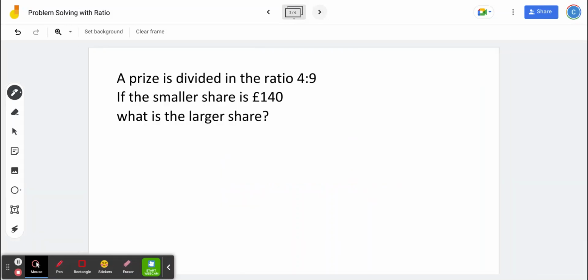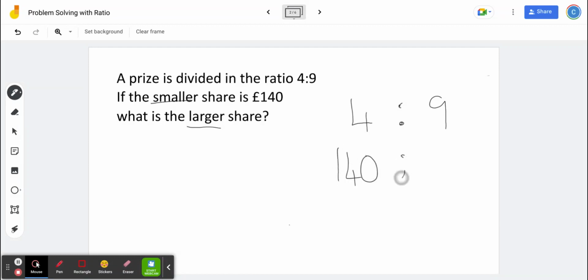Pause the video and try the question. So in this question, this prize money has been divided into two sections. One is smaller and one is larger. Some questions will say something like, I don't know, Emma and Joe share prize money in the ratio 4:9. And in that case, whoever's name comes first is the first ratio. But here it talks about small and large.